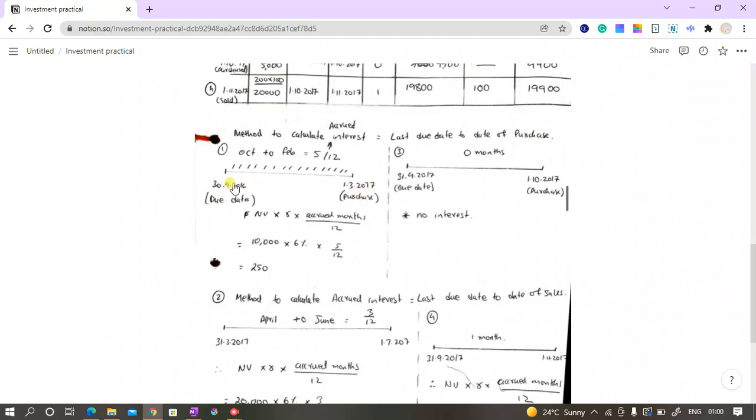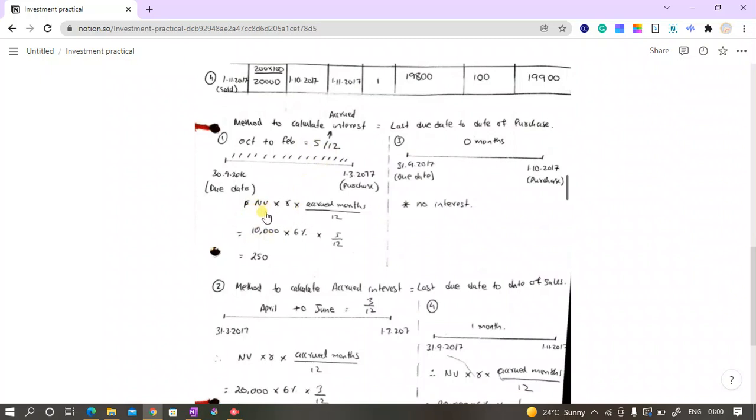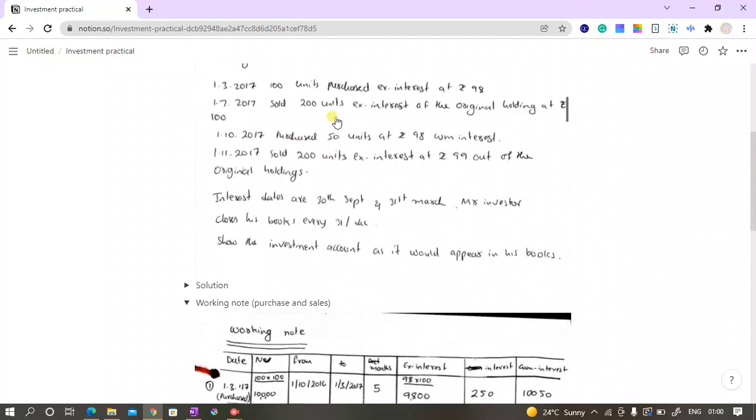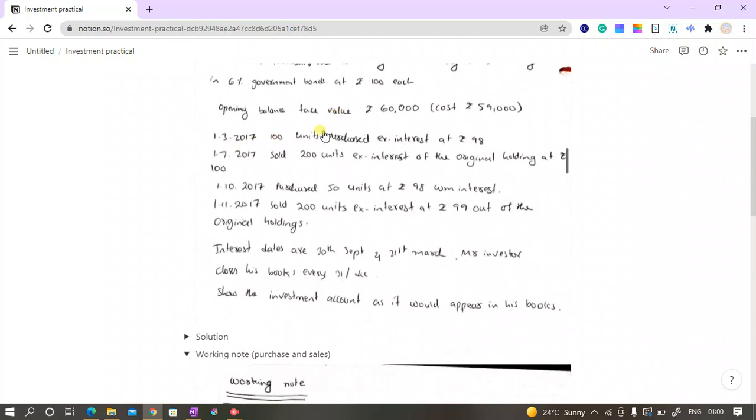Basically from 30th September 2016 to 1st March 2017, that is how much interest has accrued, and we will calculate that in the books of accounts and record it on the debit side of the investments account. We can write the next day, October to February, because we purchased on 1st March. So October to February we have 5 months here. So 5 divided by 12. That's how you calculate. Now the nominal value: how many units did we purchase? Let's check.